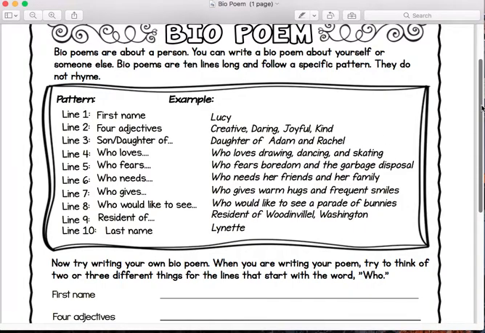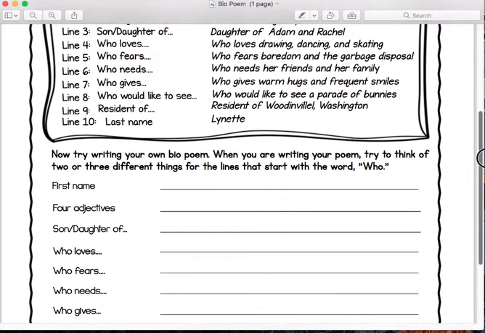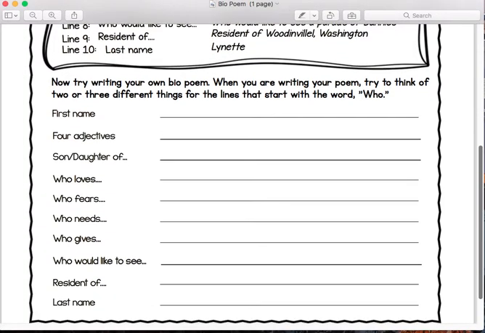Now I'm going to do another one that I wrote, another example. This one is going to be for me. So my first name is Maria. 4 adjectives: nice, funny, optimistic, generous. Son or daughter of Lee and Leona. That was my mom and dad's name. Lee was my dad's name and Leona was my mom's name. Who loves? Camping, hiking, reading, and teaching. So I put down all ing words of things that I love to do. Who fears? Mice and rats.